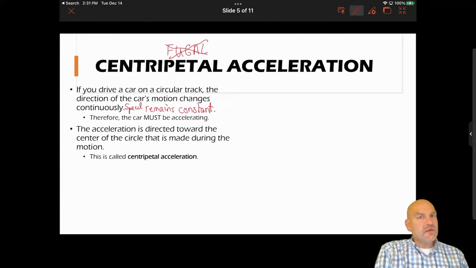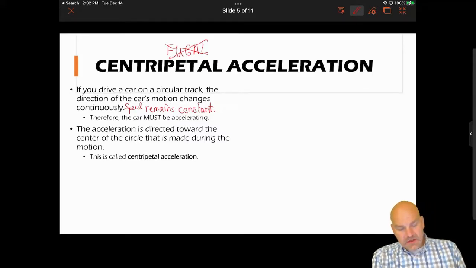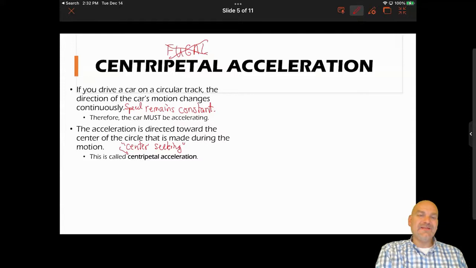So the acceleration that we're focusing on here is an acceleration directed toward the center of a circle, which we know as centripetal acceleration. Centripetal literally means center seeking. And so that's what this is. It's a center seeking acceleration, which means it always points to the center of the circle.